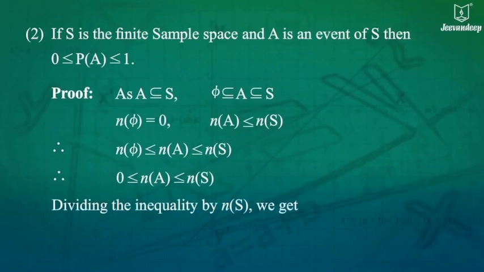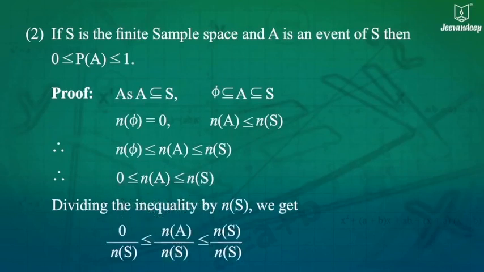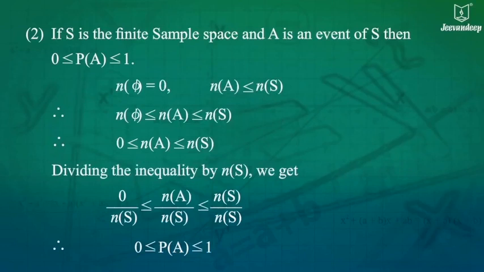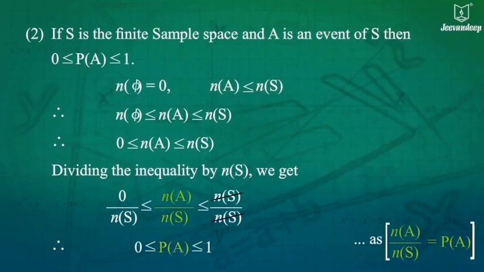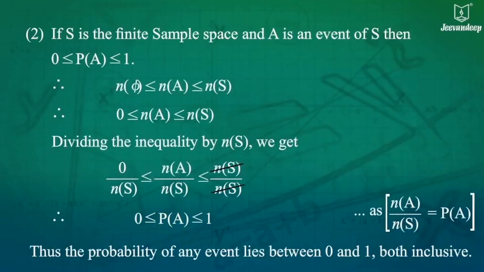Dividing the inequality by N(S), we get, therefore, probability of event A is greater than or equal to 0 and smaller than or equal to 1, as N(A) upon N(S) equals P(A). Thus, the probability of any event lies between 0 and 1, both inclusive.